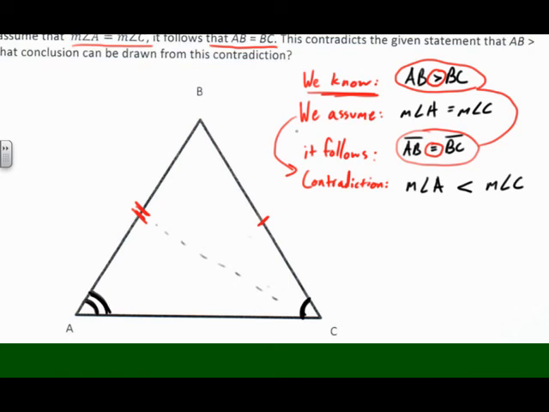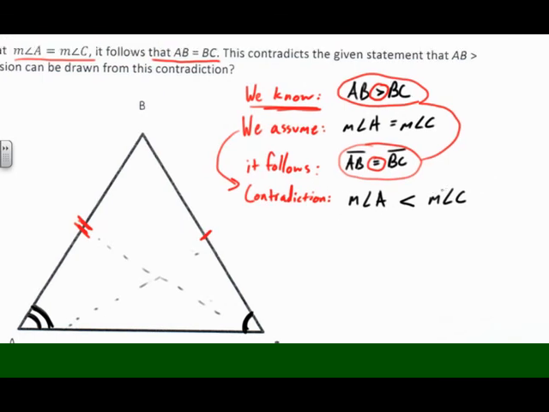So AB, I knew that that was talking about angle C, and BC is talking about angle A. So from the contradiction, I can say that measure of angle A has to be less than the measure of angle C. Or if you need to rewrite this, measure of angle C is greater than measure of angle A. That way you can see how AB lines up with measure of angle C, and BC with measure of angle A.